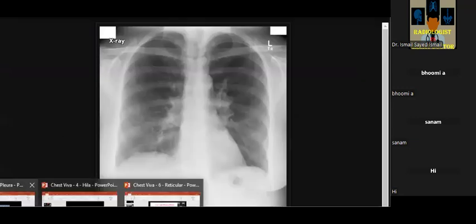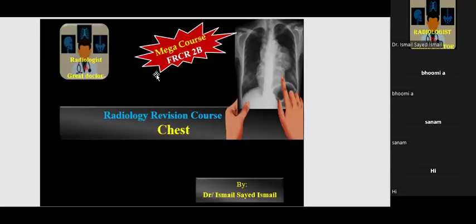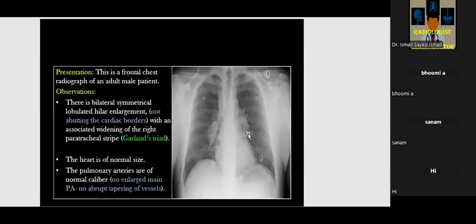Now we will talk about a hilar lesion or a hilar mass. We comment on both hilar. If you noticed hilar enlargement, comment on the bilaterality and symmetry. If you see a bilateral hilar enlargement, it's rather symmetrical, lobulated borders. This is a very common exam case and relatively common in practice also. It may be related to sarcoidosis.